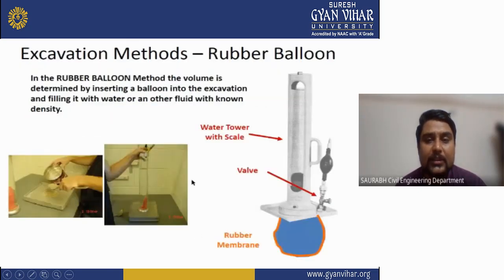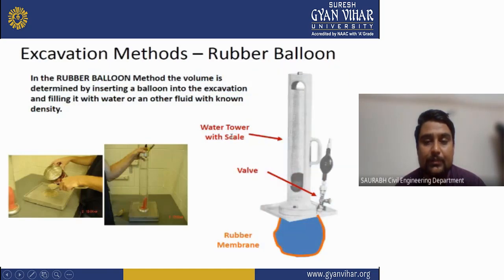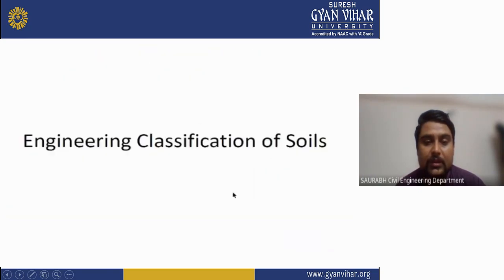Now, in the excavation method, you will also see there is a balloon. In the rubber balloon method, the volume is determined by inserting the balloon into the excavation and filling it with water or another fluid of known density. As you can see here, that is your water tower, that is your valve, and that is your rubber membrane, which is fitted on the end of this scale.